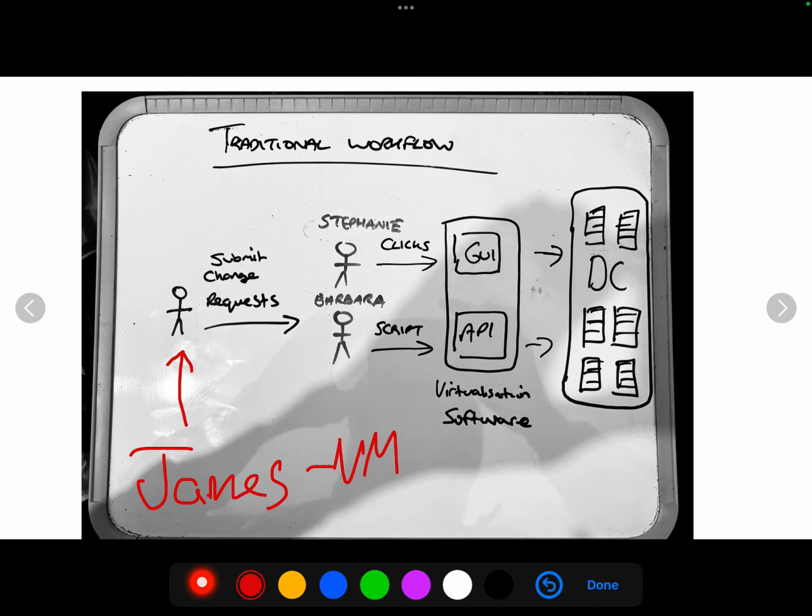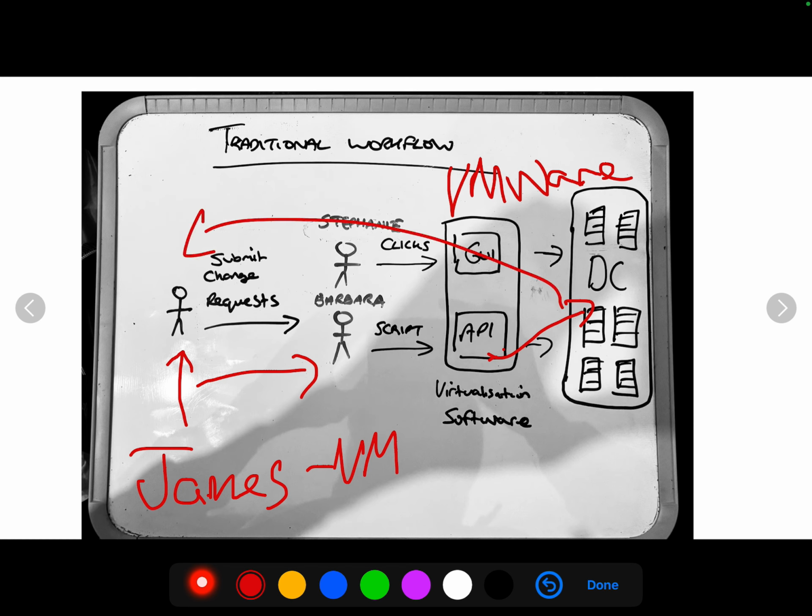Now, he gets in touch with Barbara, a virtualization engineer. She interacts with the virtualization software, for example, let's say they're using VMware, which has APIs and a GUI. The APIs, in Barbara's case, interact with the data center. The virtual machine is set up on one of the servers. Lo and behold, James now has a VM. However, this process could be much more efficient.